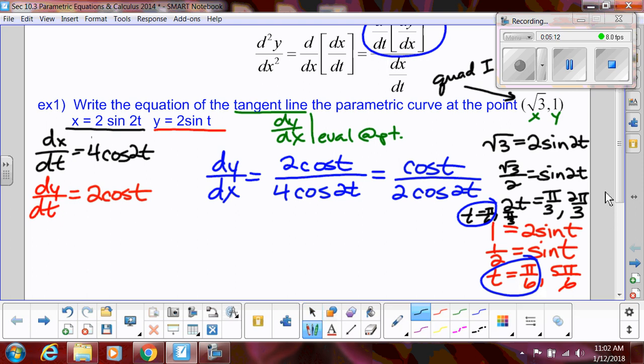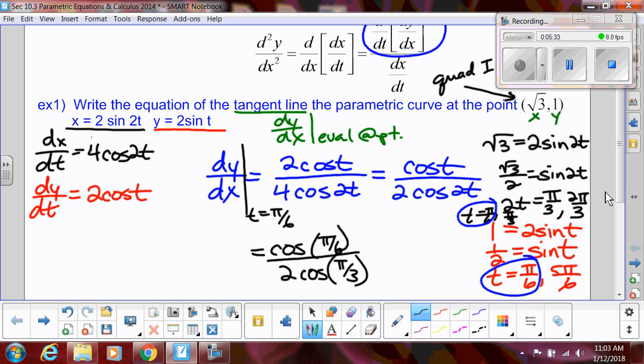So going back to what we were doing, we need to evaluate this at t equals pi over 6. All right, so we're going to have cosine of pi over 6, and then 2 cosine of pi over 3, because it's 2 times t. So that's going to be the square root of 3 over 2 over 2 times 1/2. So that'll just be the square root of 3 over 2.